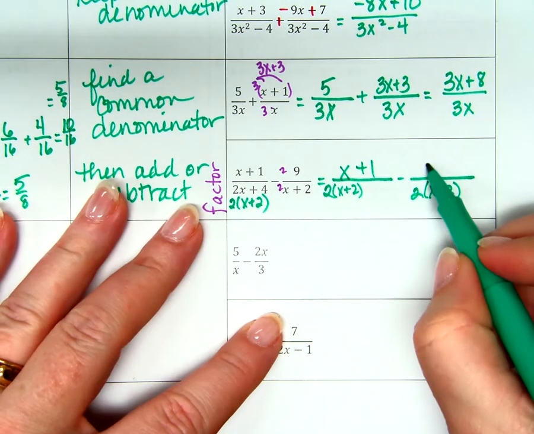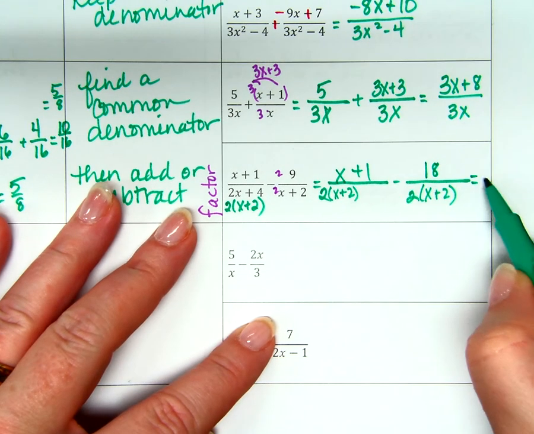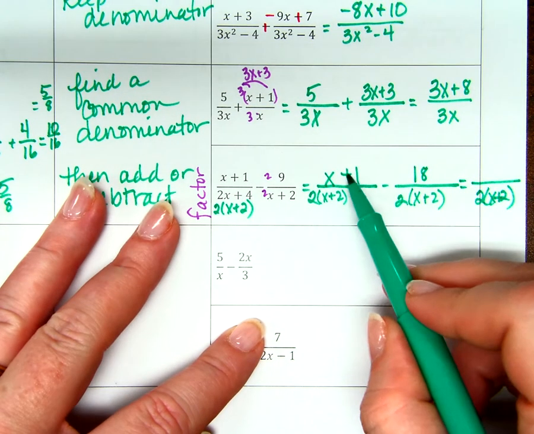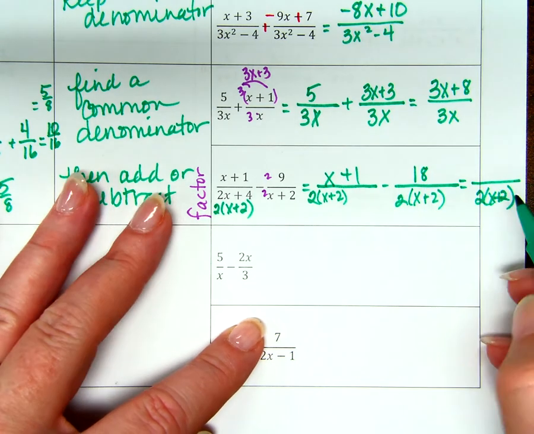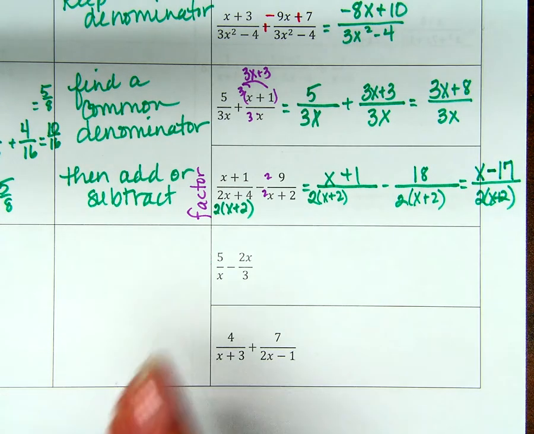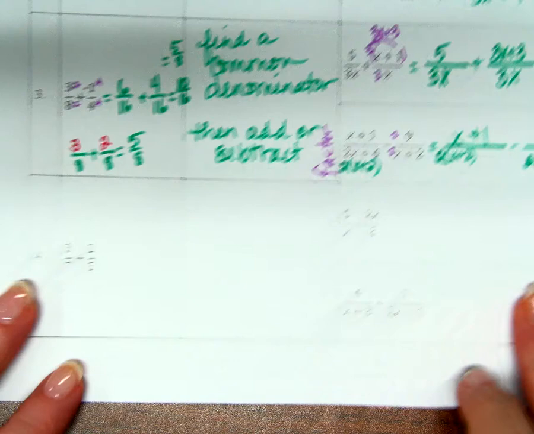And I get 18. What is x plus 1 minus 18? Minus 17. Good. And that is the answer. Yeah. Okay so far? No? You okay? All right.